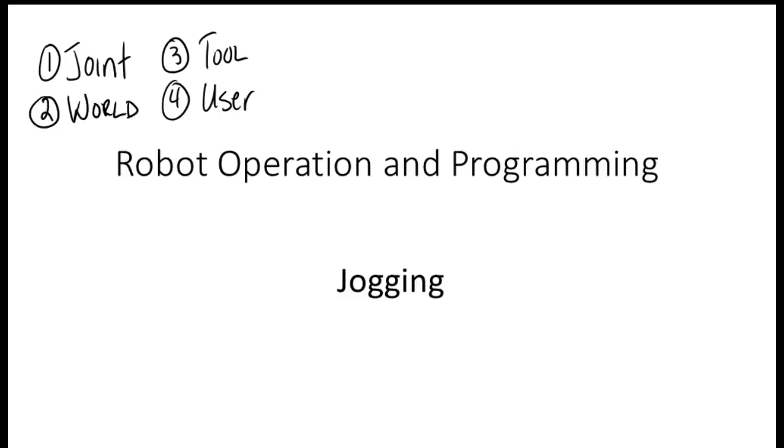So what is joint? That's where you are responsible for jogging each degree of freedom, right? We have 6 keys on the robot for the KUKA, the FANUC, the Motoman. The ABB uses a joystick. It's a 3-position joystick. So you're responsible for moving each axis. Then we have world. What's world?